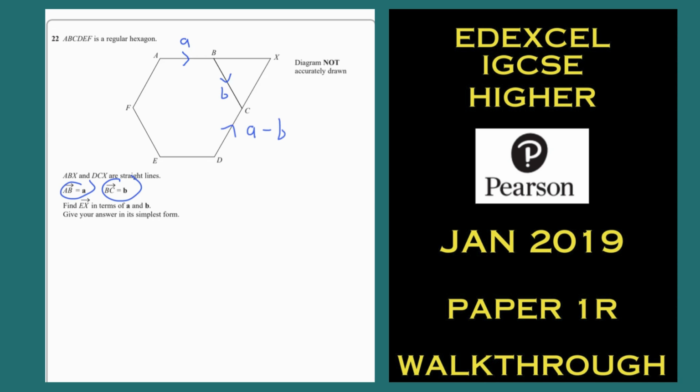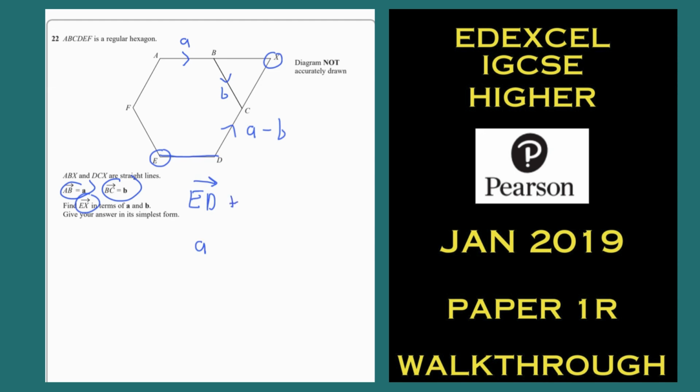So now it wants you to find e to x. There's e, there's x. Let's follow the journey. E to x is e to d first of all. That's parallel and opposite, so that's just A.